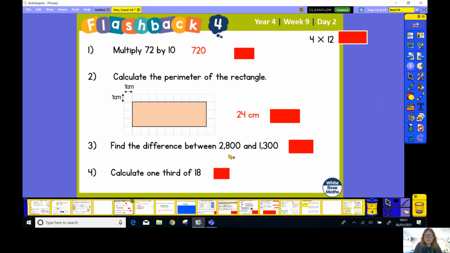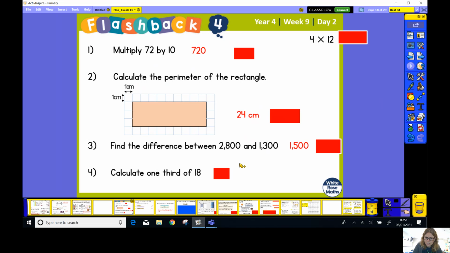Find the difference between 2,800 and 1,300. Well, remember, you could draw a bar model to help you with this, but you want to take 1,300 away from 2,800, and you'd be left with 1,500. Remember, you could check that using the inverse, couldn't you? So if you added 1,300 and 1,500 together, you would end up with 2,800.